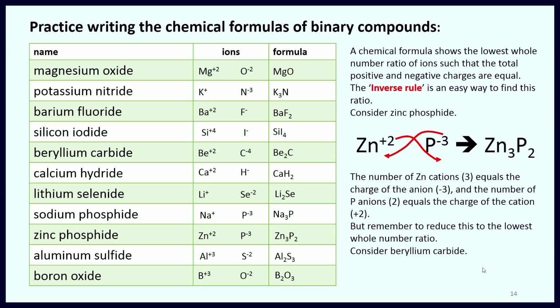Take, for example, beryllium carbide. See, beryllium is +2 and carbide's -4. If you simply use the inverse rule, you would write Be4C2. Anytime you have two even multipliers, reduce them to the lowest whole number ratio that you can. If you're going to use the inverse rule, remember to reduce to the lowest whole number ratio when you're done.